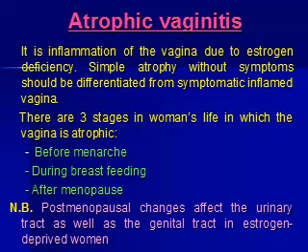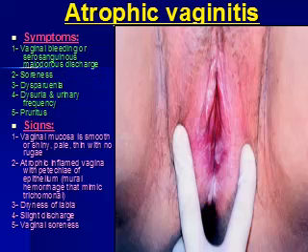Atrophic vaginitis is an inflammation of the vagina due to estrogen deficiency. Simple atrophy without symptoms should be differentiated from symptomatic vaginitis. There are three stages in a woman's life in which the vagina is atrophic: before menarche, during breastfeeding, and after menopause. Postmenopausal changes affect the urinary tract as well as the genital tract in estrogen-deprived women. This slide shows the signs of atrophic vaginitis.